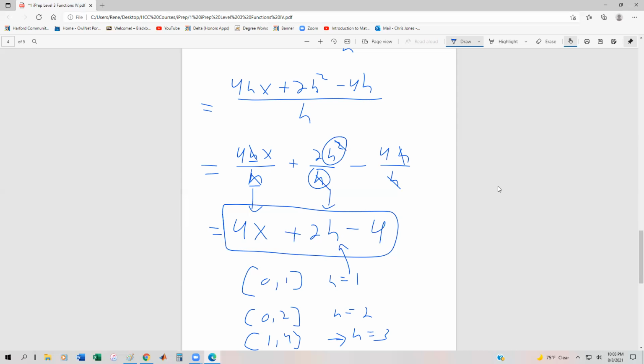So hopefully this gives you a good understanding of not only what the difference quotient is, but also, more importantly, how to compute the difference quotient for a function. Given a specific value, we can substitute that back in and then be able to figure out what the average rate of change is over that given span.